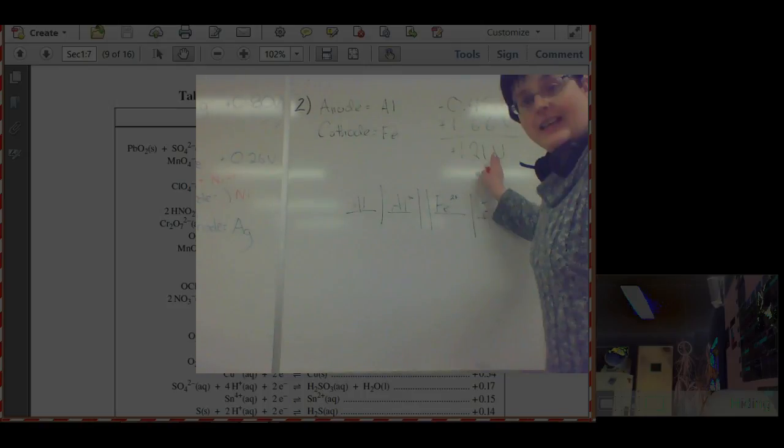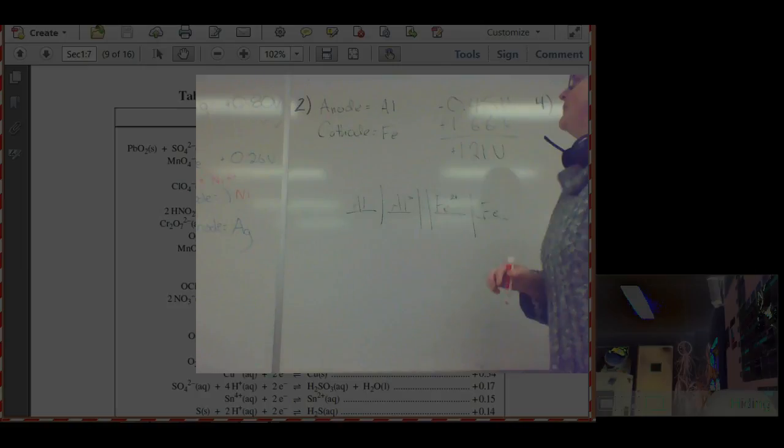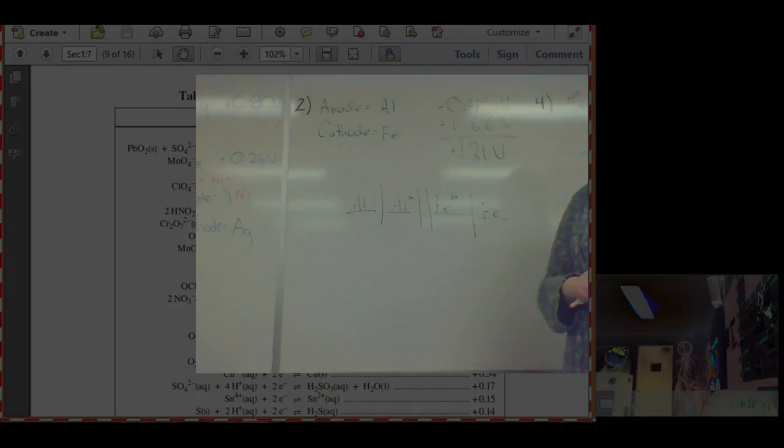Just make sure that I have it in the frame here. Yes, I do. You had the choice between aluminum versus iron. How did you know which one was going to be the anode and which one was going to be the cathode?